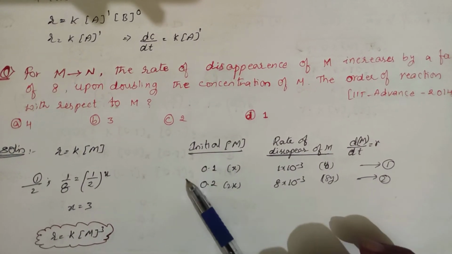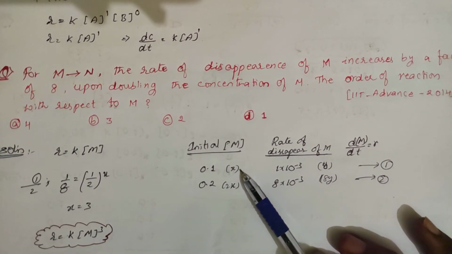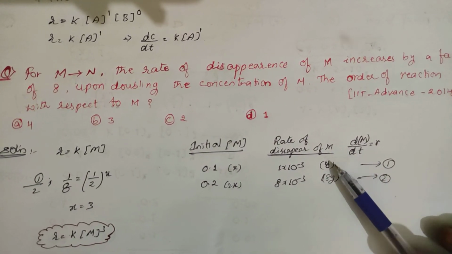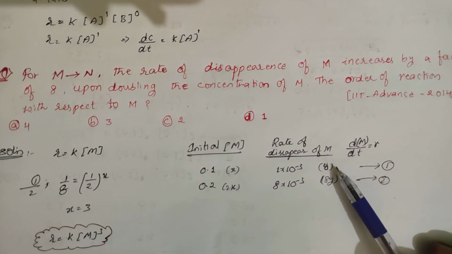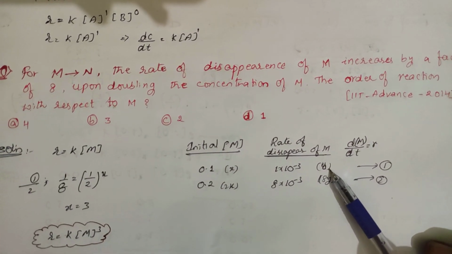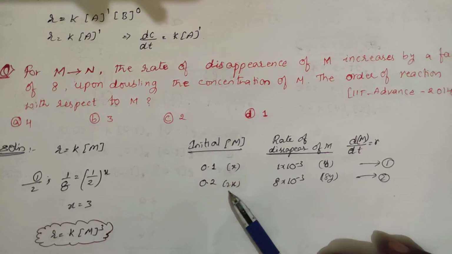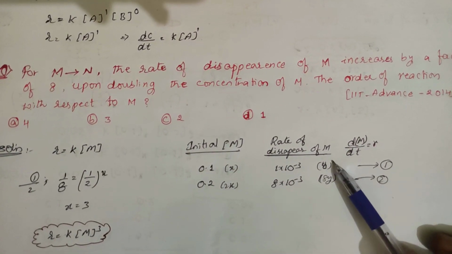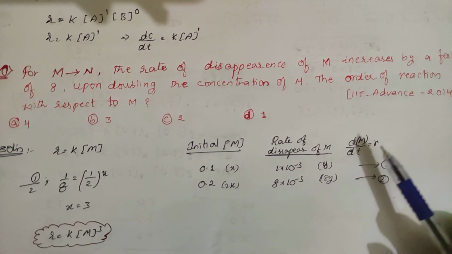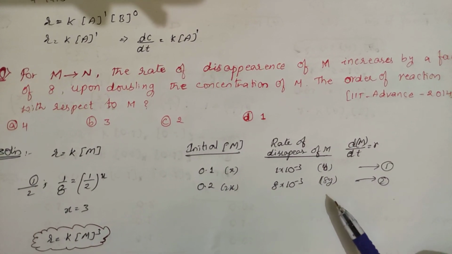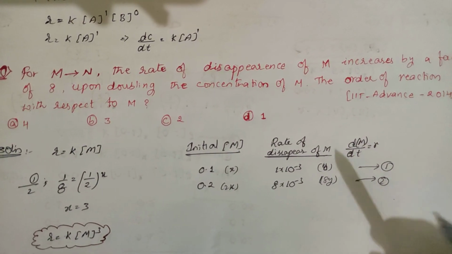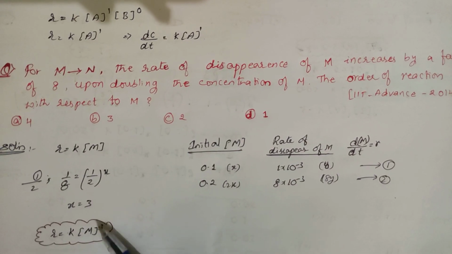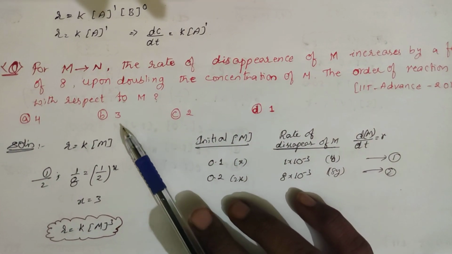You can take it in terms of values, or you can take it in terms of x. So I am taking initial concentration x, and on doubling the concentration of x, 2 times I have made it. What happened to the rate? Initially, if I take the rate of reaction as y, on doubling the concentration of the reactant, it becomes 8 times. So if I divide, x by 2x will be equal to y by 8y. So 1 by 2 will be equal to 1 by 8. So you can write 1 by 2 will be equal to 1 by 2 power 3. So n will be equal to 3. So r is equal to k into [M] power 3. The order of the reaction is 3, option B.